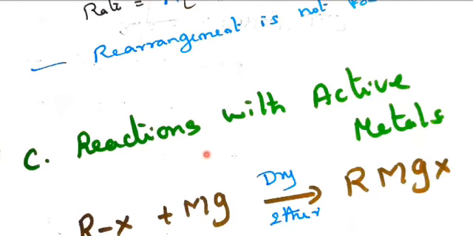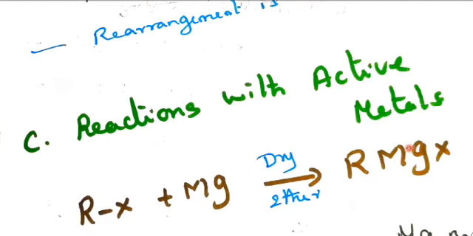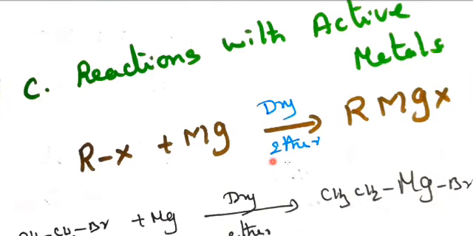Now let us see the reaction with the active metals. So what are the active metals? The Grignard reagent is formed with magnesium in dry ether. We get RMgX, where RX is the alkyl halide. Mg is the only metal to be used, and only then can we call it a Grignard reagent. R is the alkyl group, Mg is magnesium, and X is any halogen.